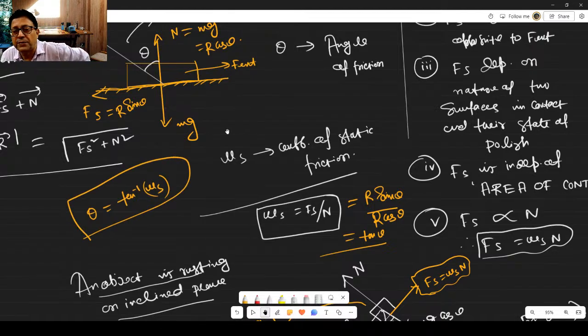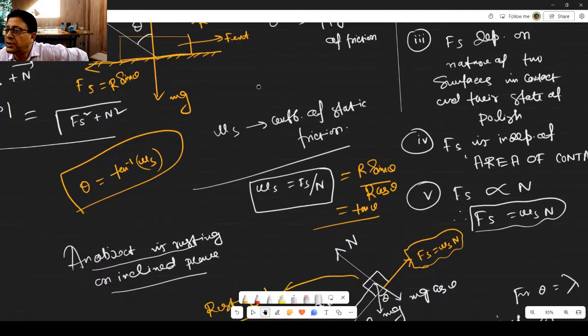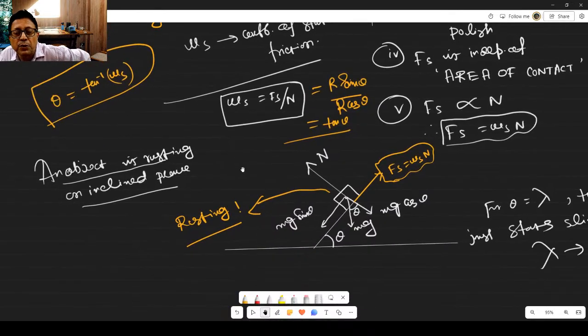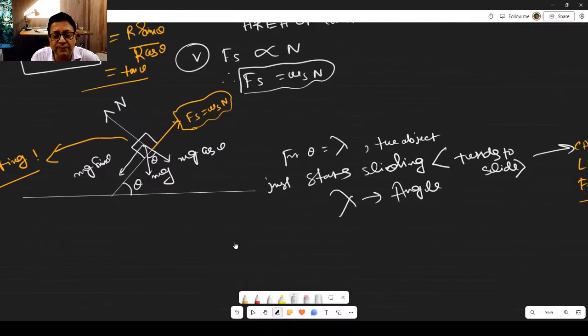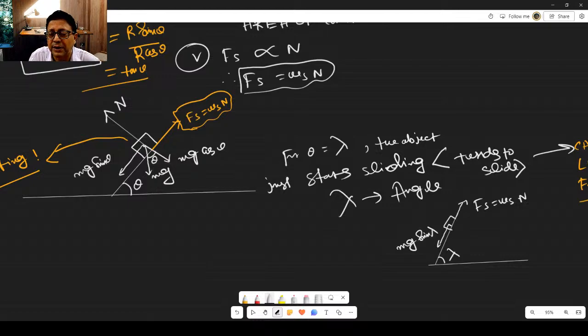The tangent of the angle of friction is the coefficient of friction. This you remember. Will you get the same thing here? For theta equal to lambda, the body tends to slide or just starts sliding. If I draw a second inclined plane, by increasing the value of theta to that lambda value, this object just starts sliding. So what is happening here? This frictional force Fs equal to mu s into N and mg sin lambda are balancing. What is N you know very well: mg cos lambda.